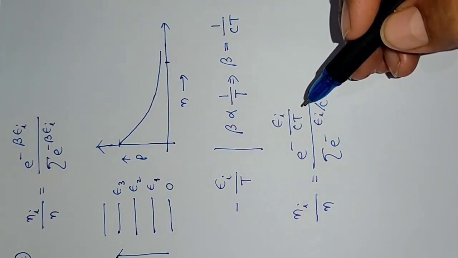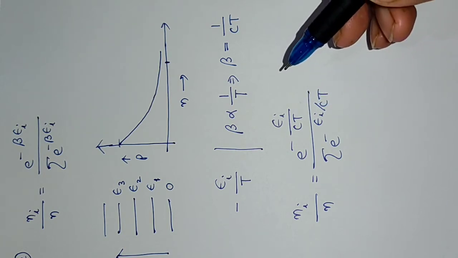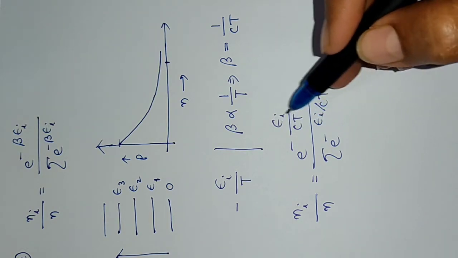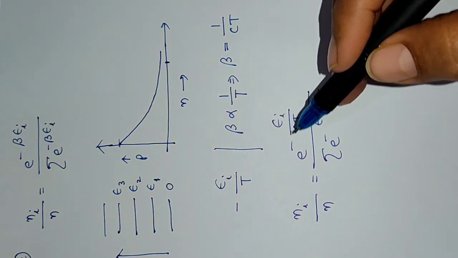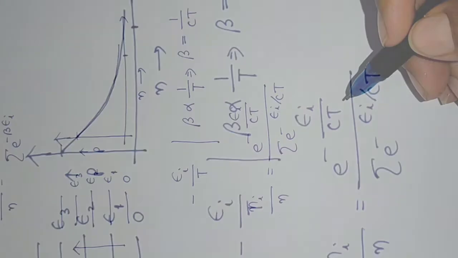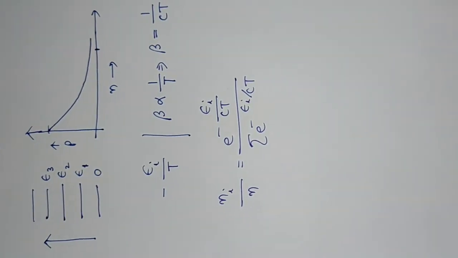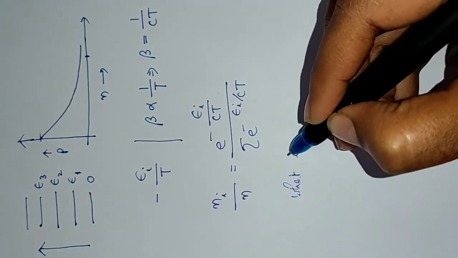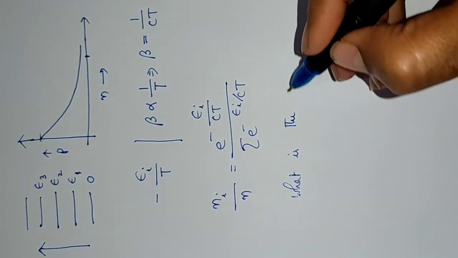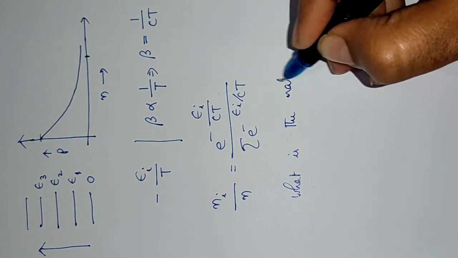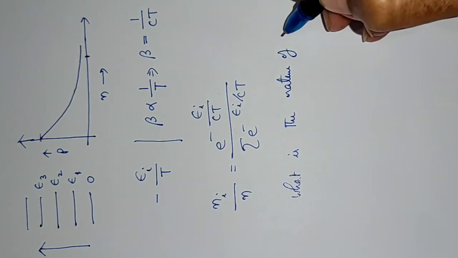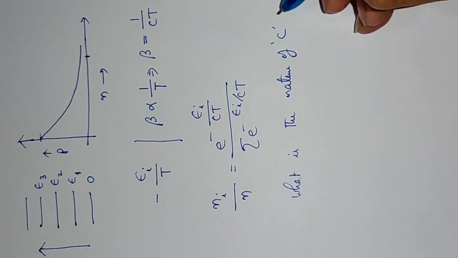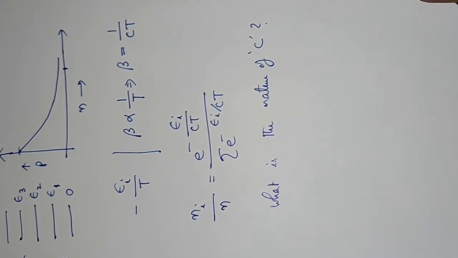Since with increase in temperature population increases. With increase in temperature this factor will decrease and we have a negative sign here, so it will increase. At this point one may ask what is the nature of the constant, nature of C in the above expression.